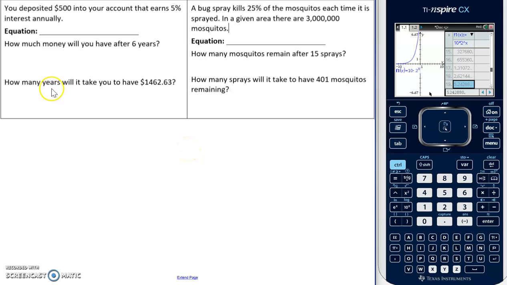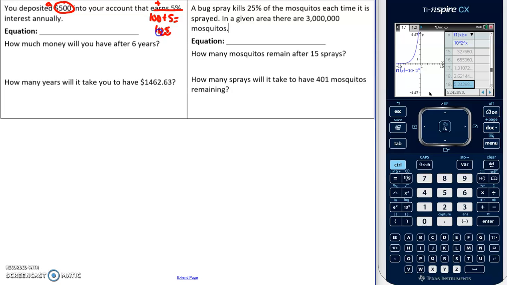Here we go. You deposited $500 into your account. So this is where I'm at. It earns 5%. Okay, so that's an increase annually. All right, wait, I have a percent. Remember, we just learned that percents, you have to change it. It's earning, so that's an increase, so I add to 100. So I'm at 105%, and then change it to your B value.